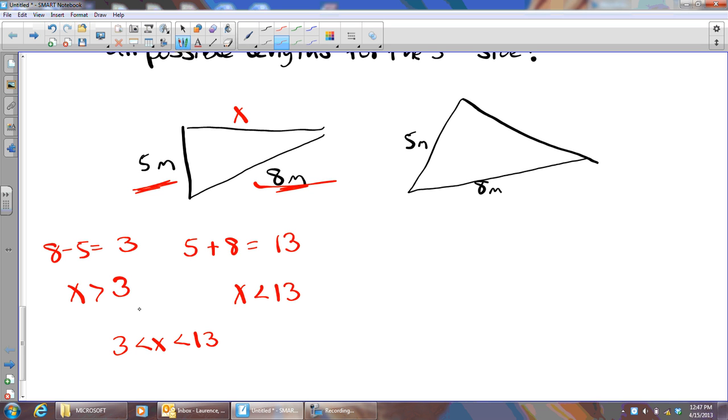It could be 3 and 1/10. It could be 3.1456729. It could be 7.8. It could be 10. It could be 12.98. It can't be 13. Now, how did I do that? All I did was add the 2 to get the upper bound, and I subtracted the 2 to get the lower bound. Let's try one more.